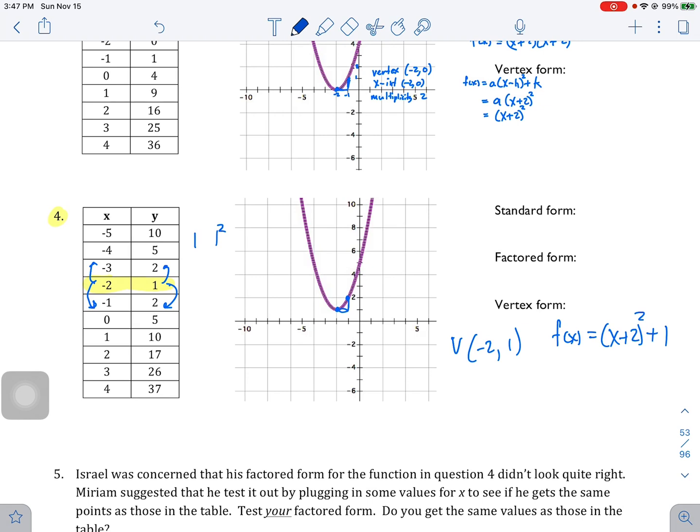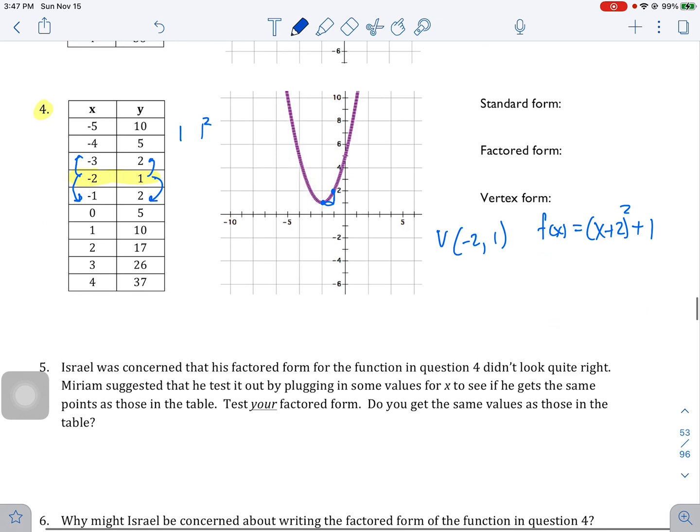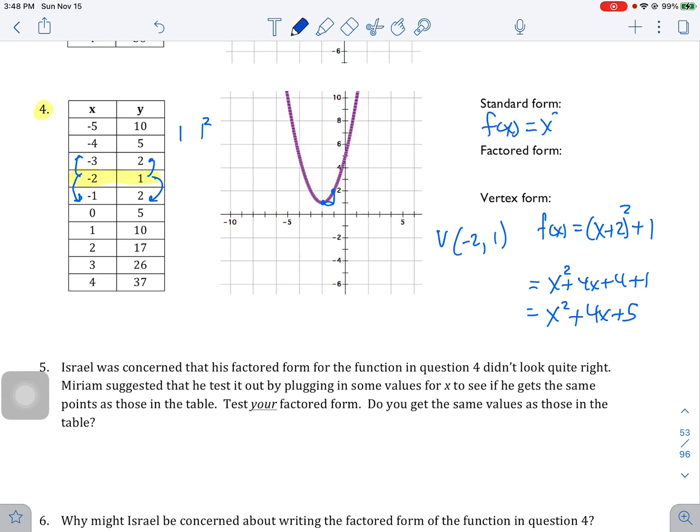Now, notice on this one, it's not going to have any x-intercepts, so we know we're going to need imaginary numbers, complex numbers, for our roots, solutions, and also for our factored form. So let's find these roots here. I probably would go to standard form next. I would expand this to x squared plus 4x plus 4 plus 1, and that would be x squared plus 4x plus 5. So my standard form f of x is x squared plus 4x plus 5.